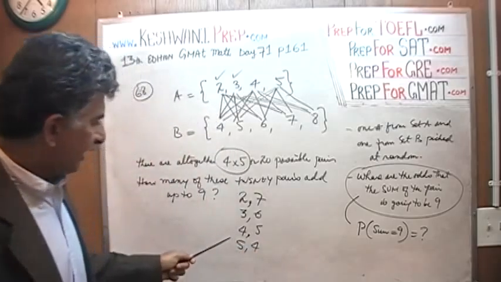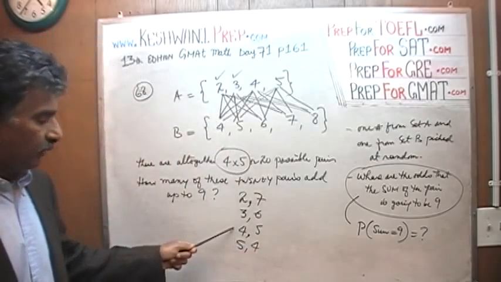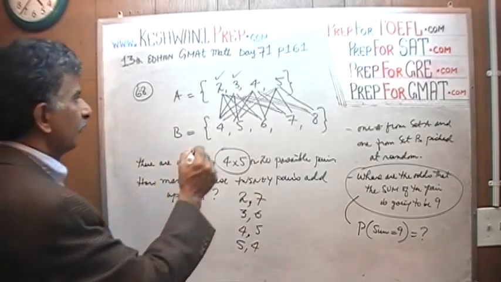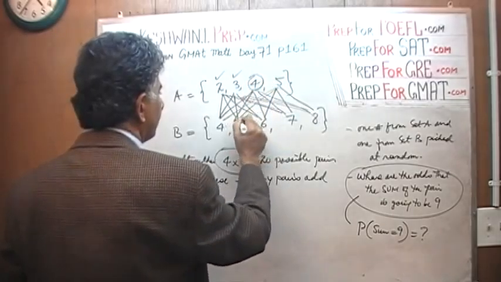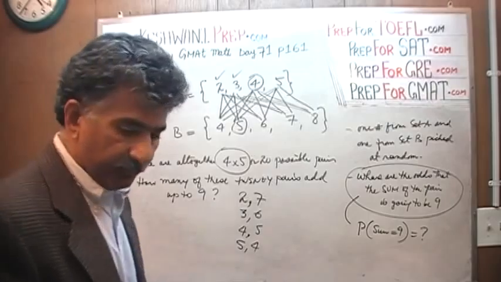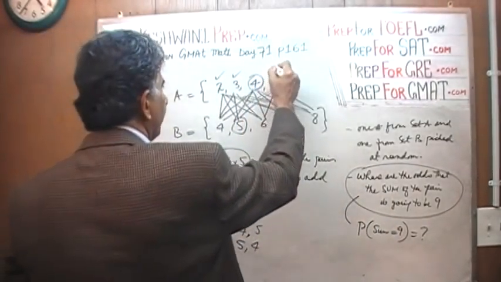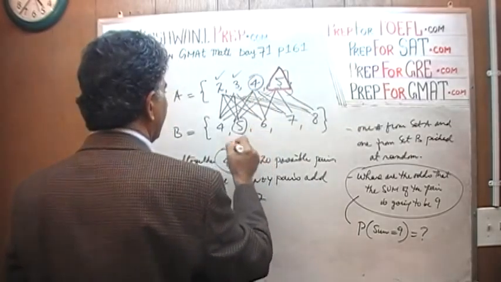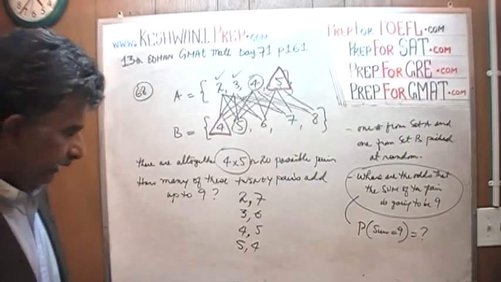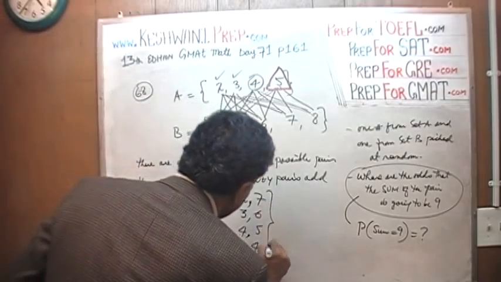Now notice, 5,4 is a different pair than 4,5. In 4,5, we pick 4 from the first set and then 5 from the second set. And in 5,4, it's an entirely different scenario: we pick 5 from the first set and 4 from the second set. Those are 2 different pairs. So altogether, there are 4 possible pairs.